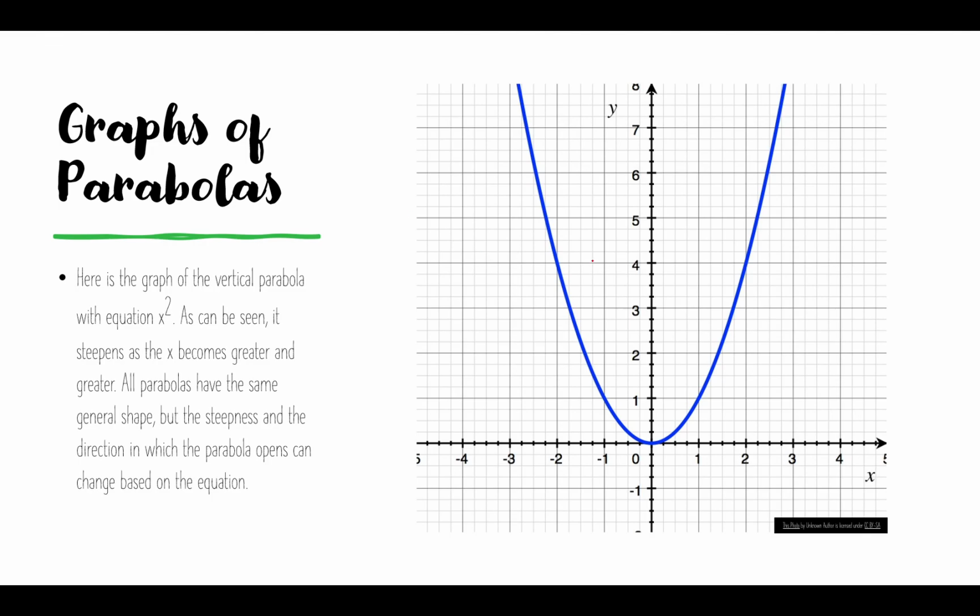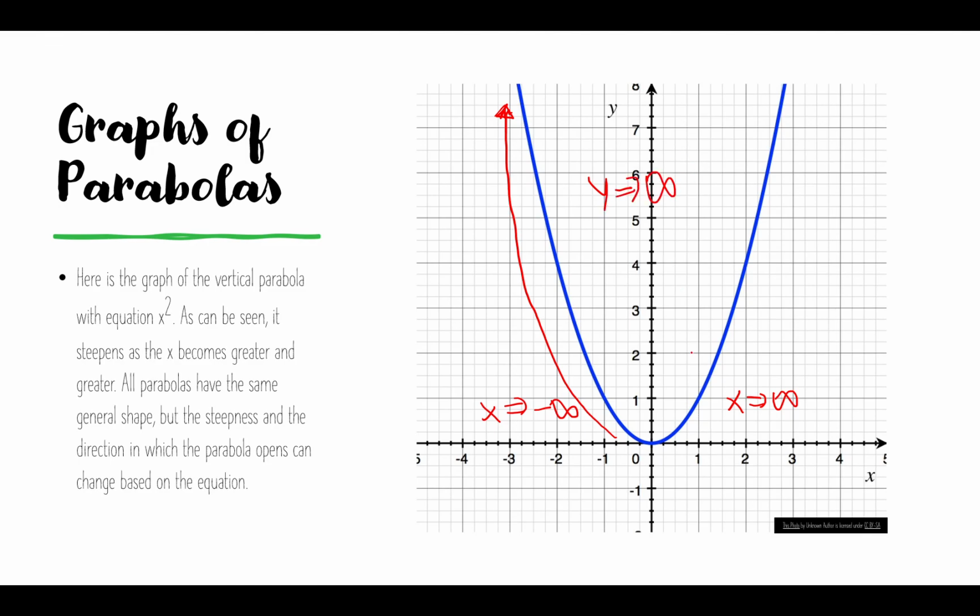So here is the graph of the vertical parabola with the equation x squared. As it can be seen, the graph steepens as x approaches infinity and as x approaches negative infinity. So as x approaches infinity and x approaches negative infinity, let's look at the graph and see what's happening. As x moves further and further out, y steepens and moves further and further up. So based on this, we can write that as x approaches infinity and negative infinity, y approaches infinity.